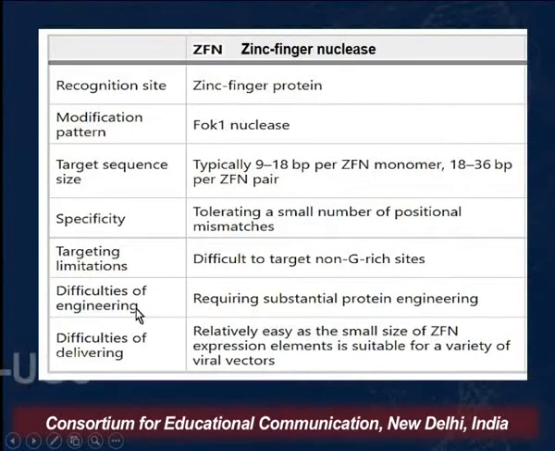There are certain limitations to this method as well. I have precisely summarized it in this table, and we'll elaborately talk about these nucleases subsequently. The targeting limitation is that it is difficult to target particularly the G-rich sites. There is also the difficulty of engineering, because creating diversity in these nucleases is a cost and time burdening process.